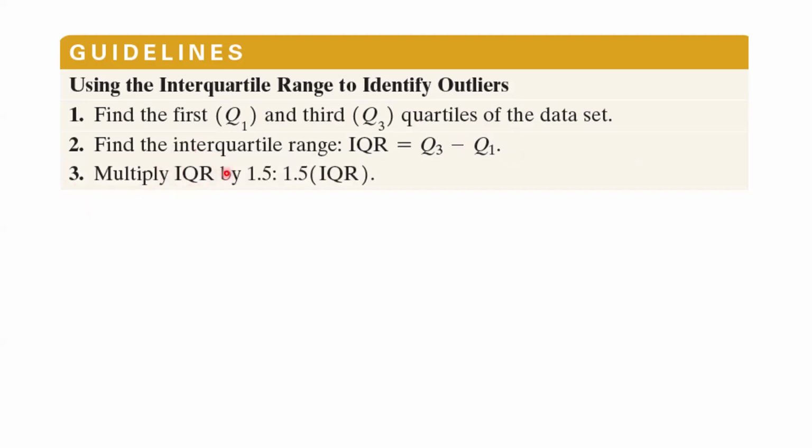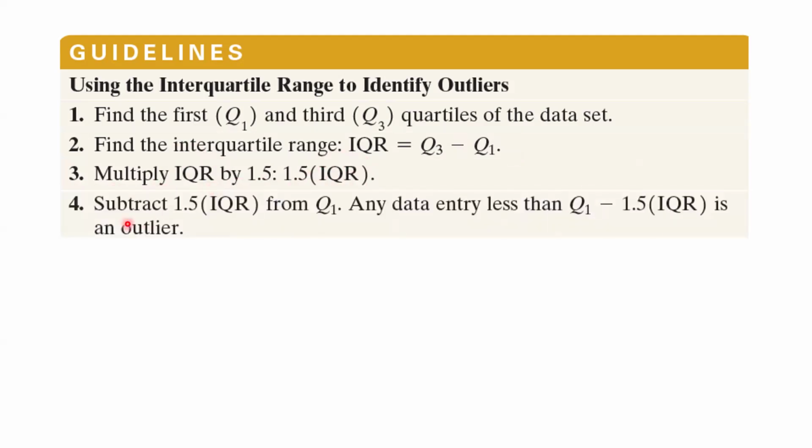Multiply interquartile range by 1.5. So 1.5 times interquartile range is the next step for you. After that, subtract this number that you found in the third step from Q1. Any data entry that is less than the first quartile minus 1.5 times interquartile range is an outlier.